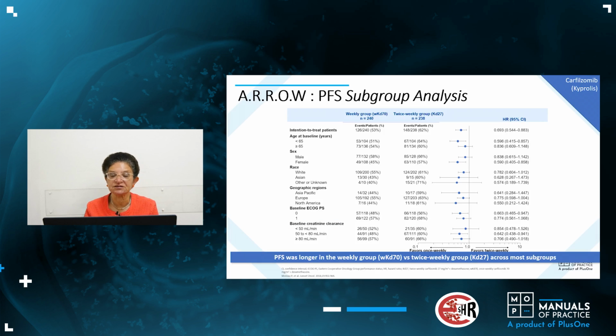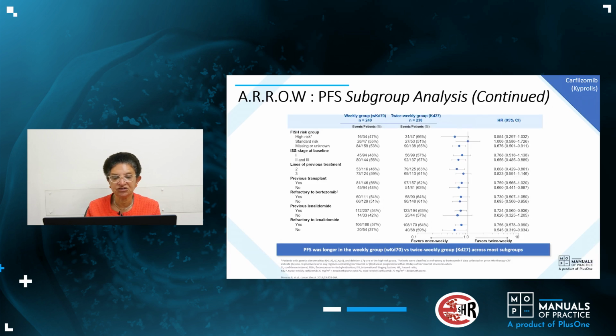How about subgroup analysis? So even in patients that had a higher stage of disease or that had a lower baseline creatinine clearance, or were either males or females, or were even more than or less than 65 years of age, progression-free survival was longer in the weekly group versus the twice-weekly group. And as I mentioned, even the higher stages at baseline of these cases responded better to the once-weekly versus the twice-weekly group.